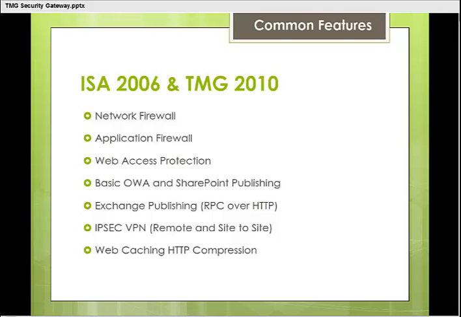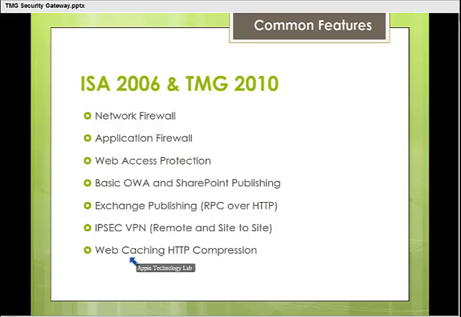So there are certain common features between both of them. Both behave like network firewalls or application firewalls. Both have web access protection, that means website blockers and URL filters and all. Both have open web access and SharePoint publishing. Both have Exchange publishing using RPC over HTTP. Both use IPsec security modeling, and both have web caching properties. So these are the normal properties of ISA and TMG, which are common in both of them.